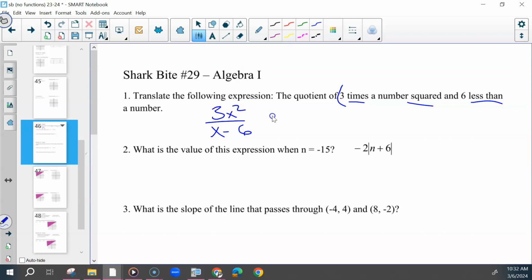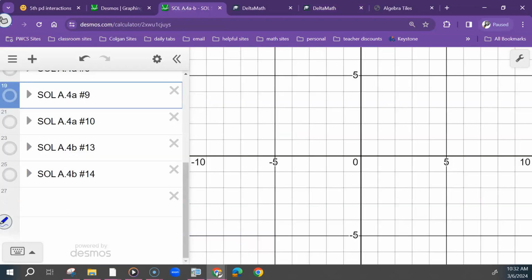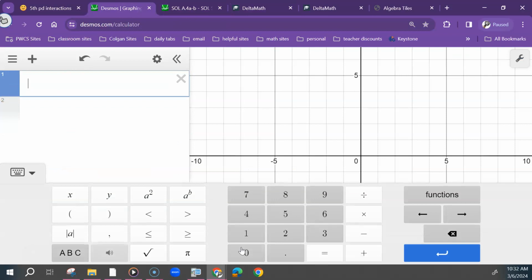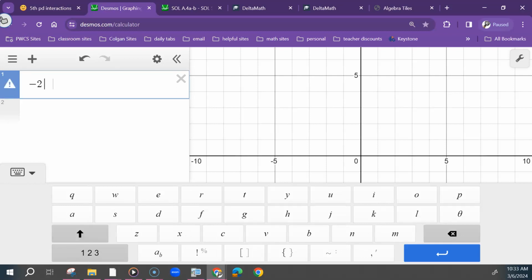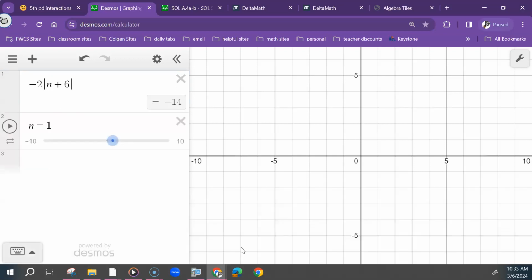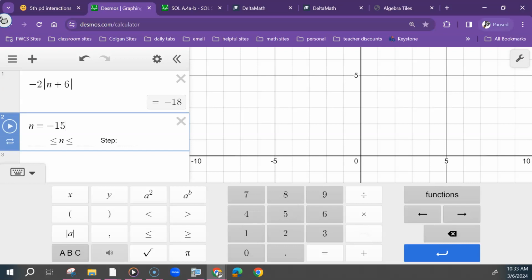Number 2 can be done in Desmos. You could do this a couple different ways. Either put it in as is with the n, or use parentheses. I'll put it in with n. Absolute value is down here, or you can type in the letters ABS and use parentheses. It'll work the same. Add in your slider, change that number to -15. And our answer is -2.